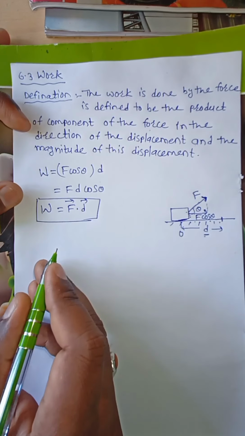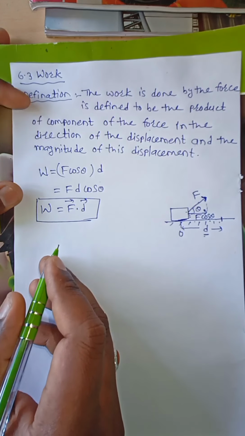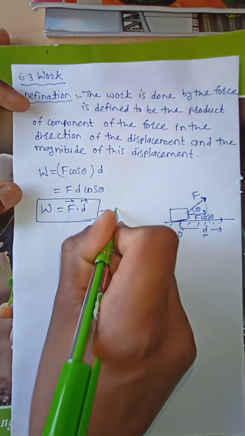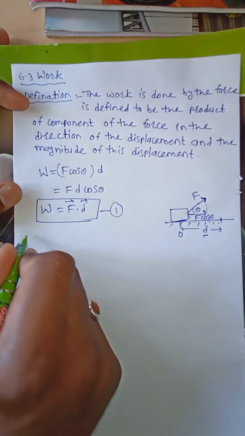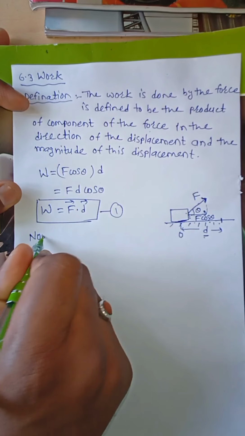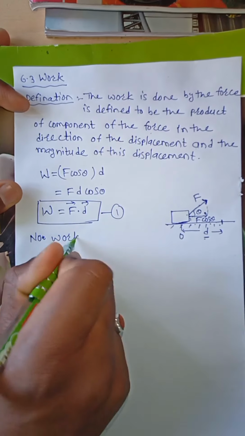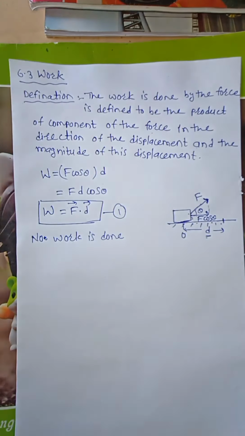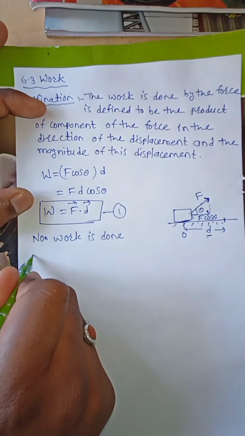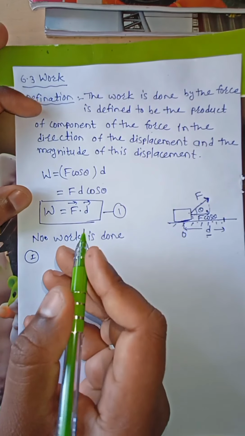This is about the work done, this is equation 1. Now, when can you say that no work is done? There will be 3 cases. Now the first case.